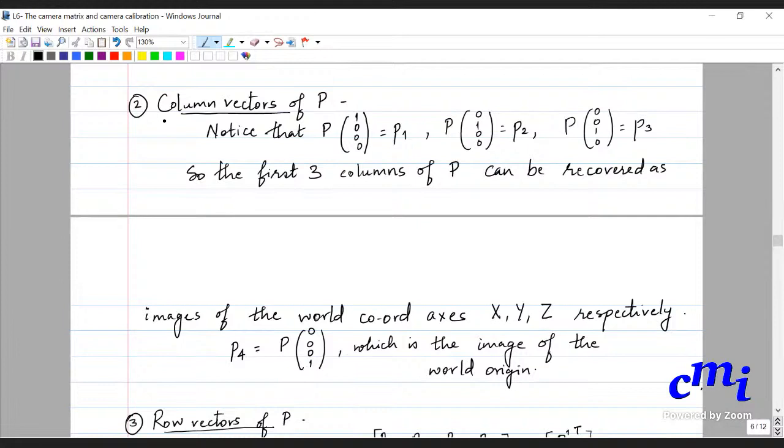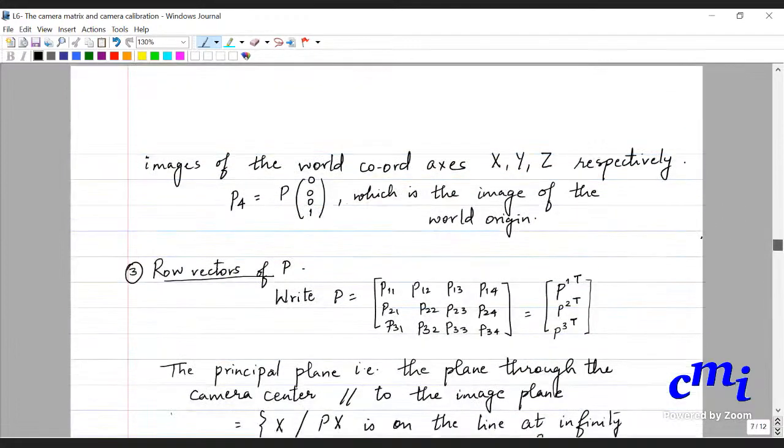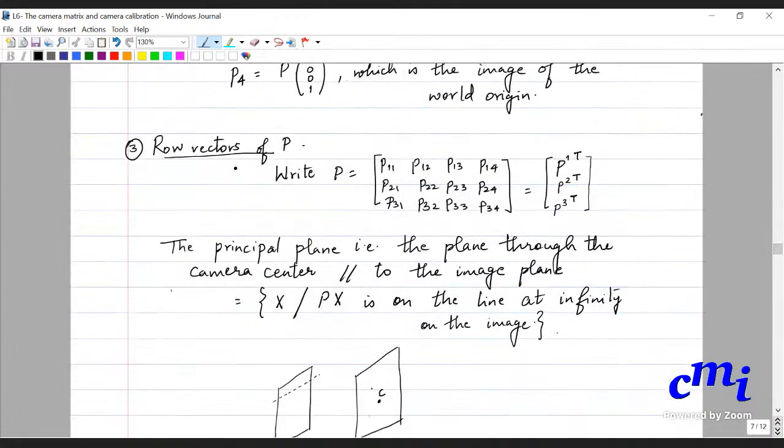Similarly, the row vectors of P also have a geometric interpretation. Suppose I write the matrix P with these elements, and the first row I call P1 transpose, the second row is P2 transpose, the third row is P3 transpose. So we just expressed P in this way.